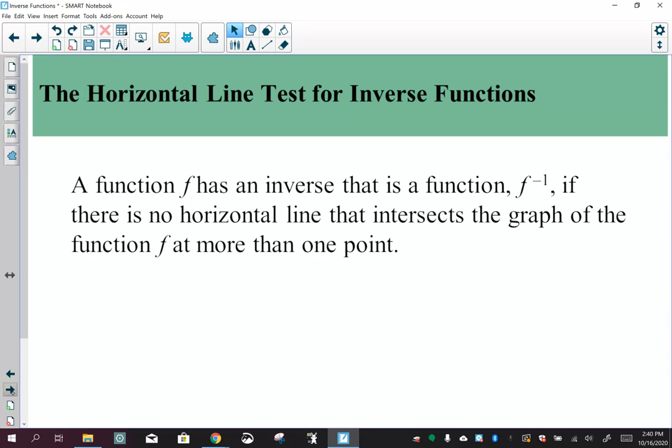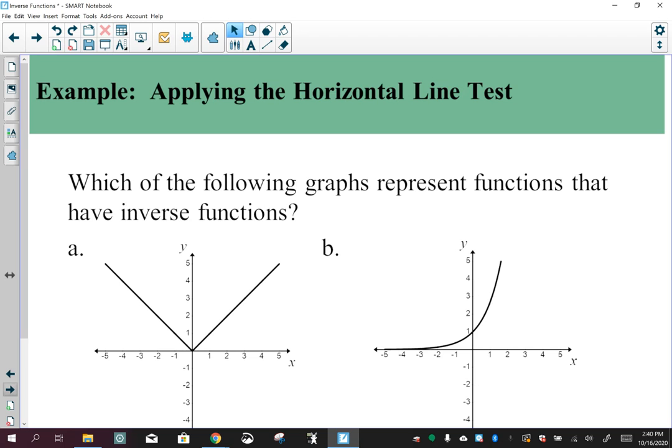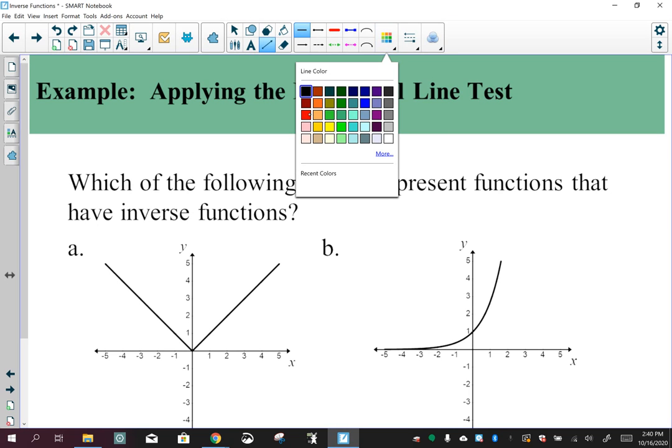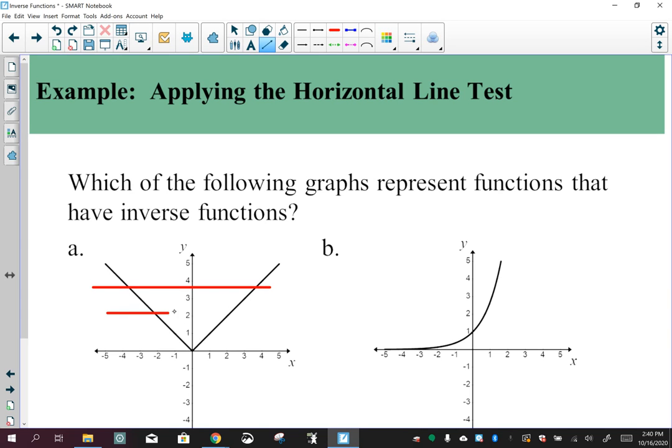So one of the ways that we test that is through the horizontal line test. So you're going to be given a graph, and they're going to want to know, do these graphs have inverses or not? And literally all you do is draw horizontal lines across the graph. If those horizontal lines cross the graph more than once, then you do not have an inverse for that specific graph. So notice that A does not have an inverse. If I come over here to B and do the same thing, it does not have an inverse.